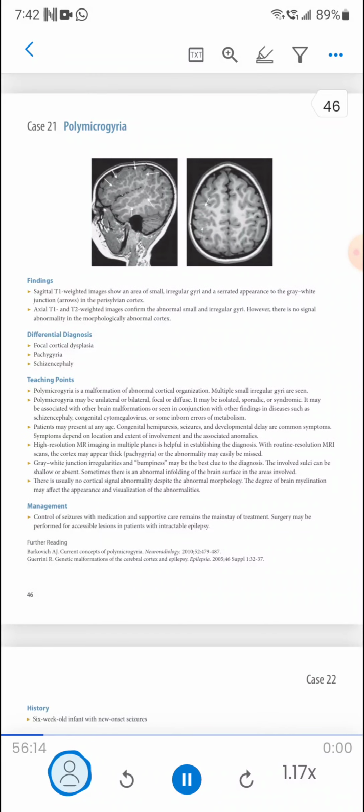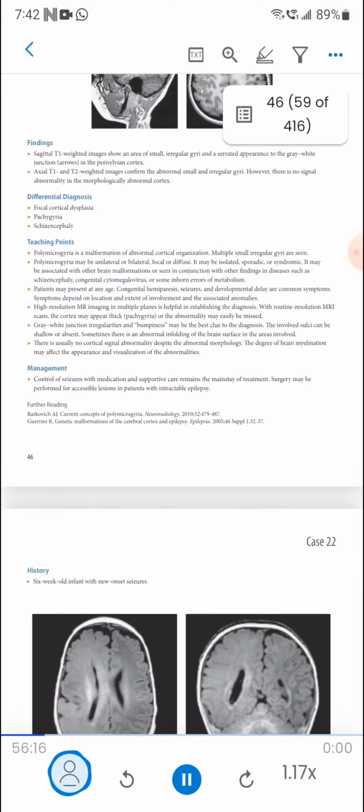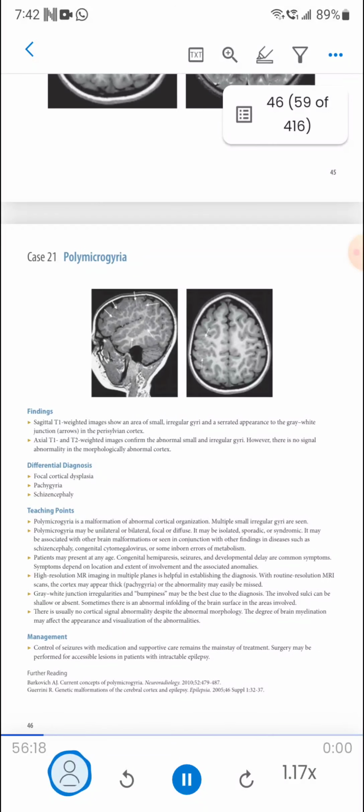Case 21: Polymicrogyria. Findings. Sagittal T1 weighted images show an area of small, irregular gyri and a serrated appearance to the gray-white junction, arrows, in the perisylvian cortex. Axial T1 and T2 weighted images confirm the abnormal small and irregular gyri. However, there is no signal abnormality in the morphologically abnormal cortex.